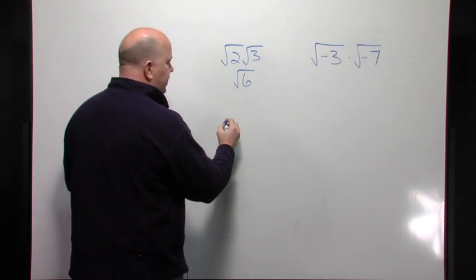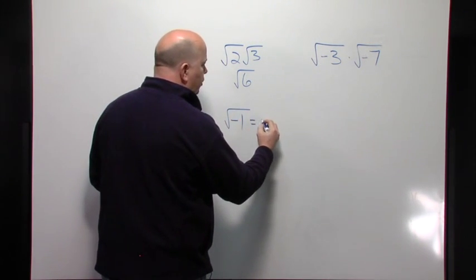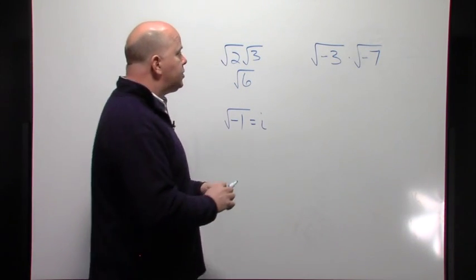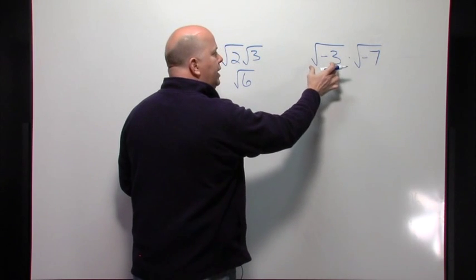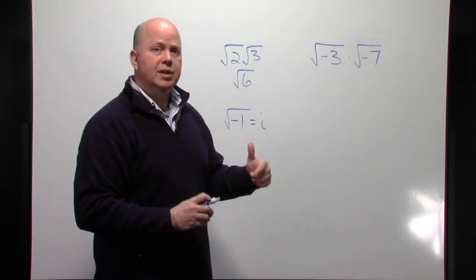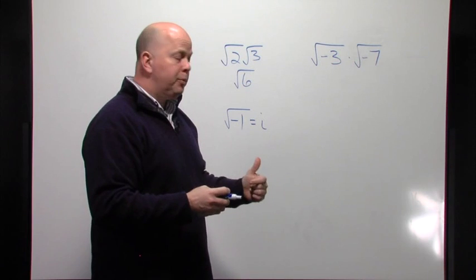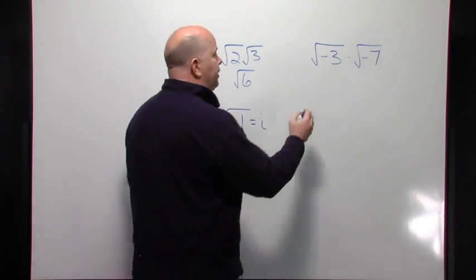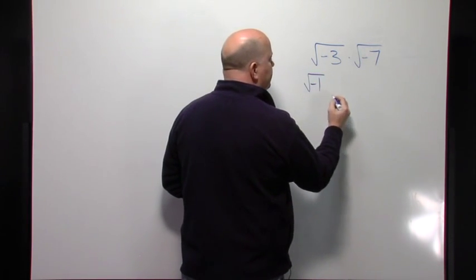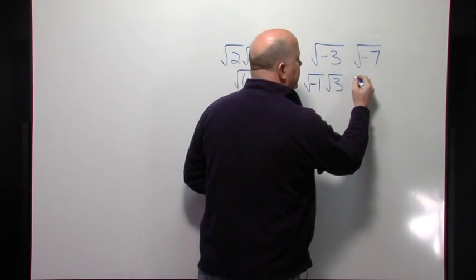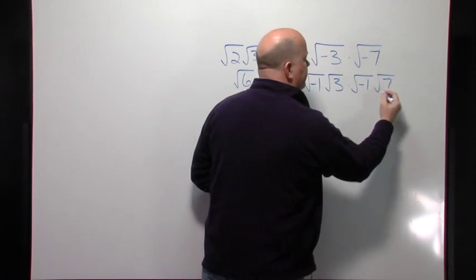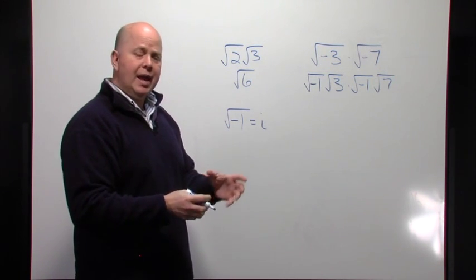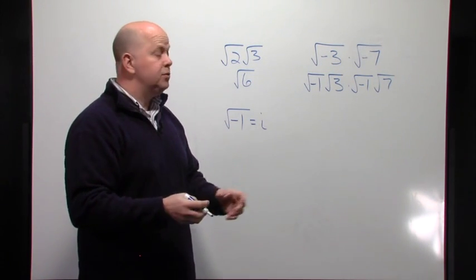Now earlier you had seen that the square root of negative 1 equals this imaginary number i, which is great in electricity. So when we look at this, we need to rewrite each of these radicals as a product of two factors, but we have to include this square root of negative 1. So if we write this as the square root of negative 1 times the square root of 3, times the square root of negative 1 times the square root of 7, notice we've applied this ability that we have of breaking a single radical into a product of two radicals.